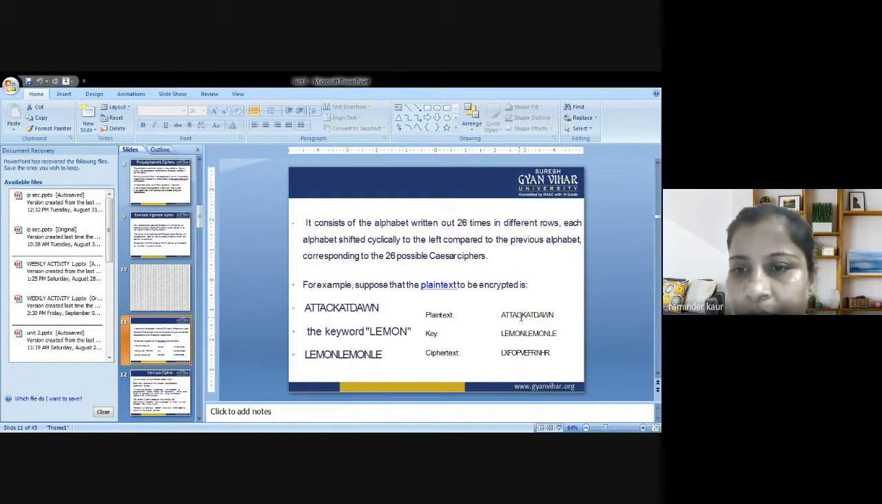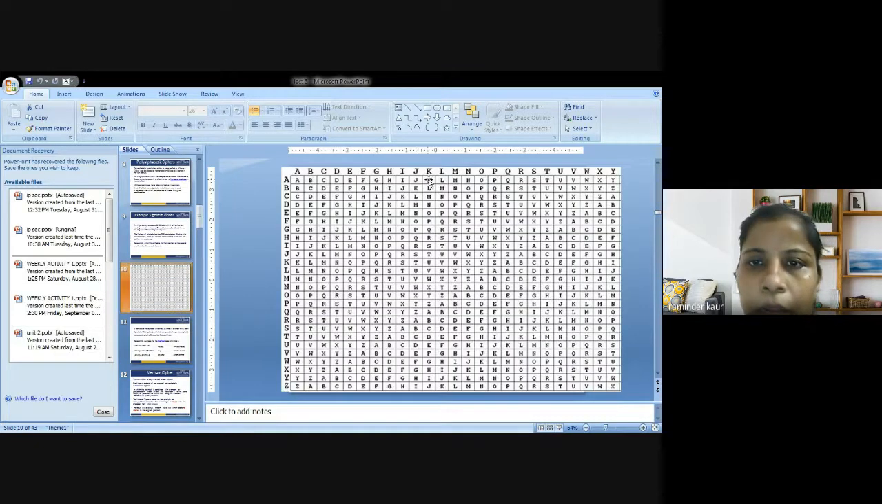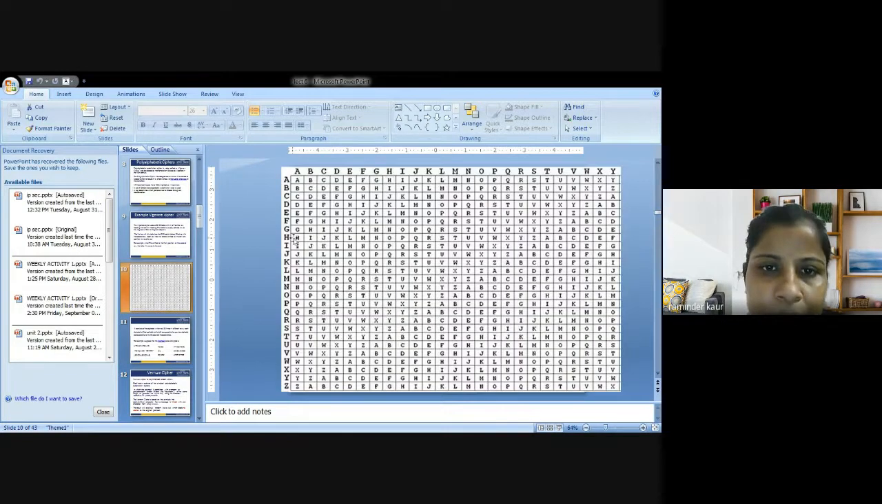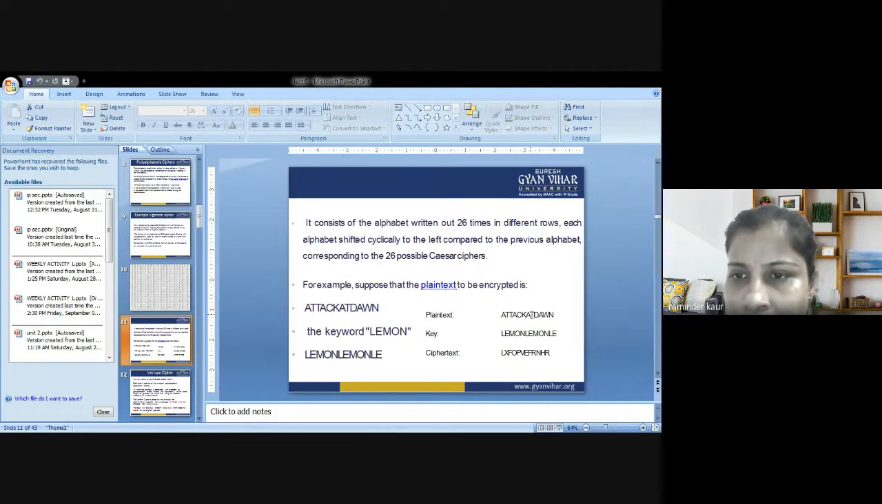Next is, sorry, K and L. At the K and L junction, it is represented with the help of V. K and L is V. Then A and E. What does A and E represent? A and E is represented with the help of E. So it is E here.